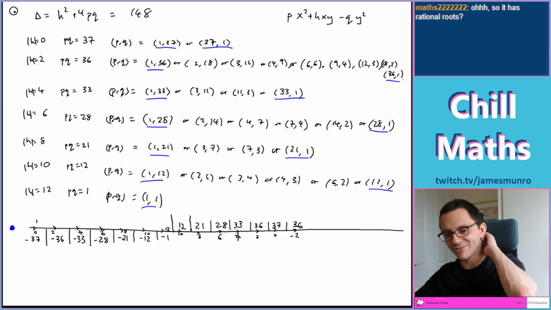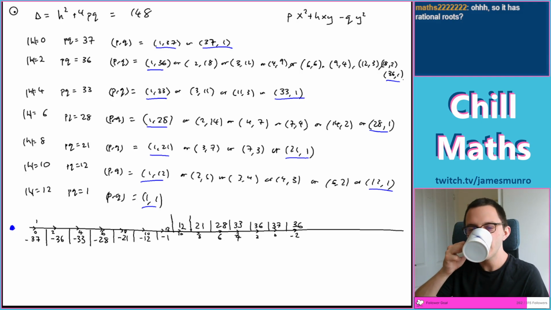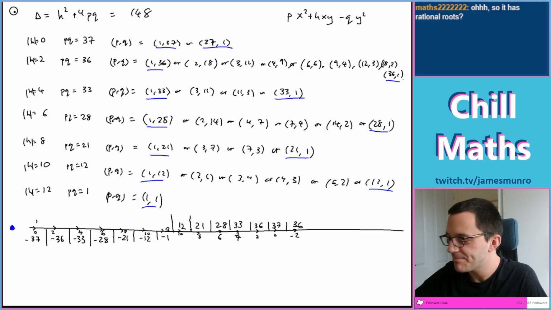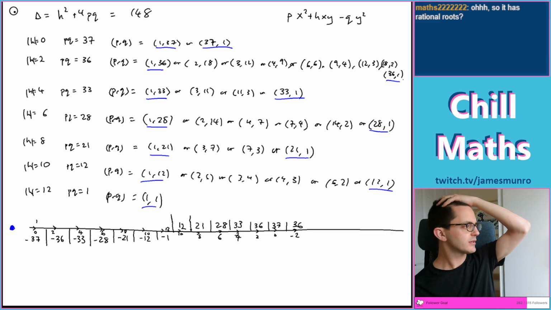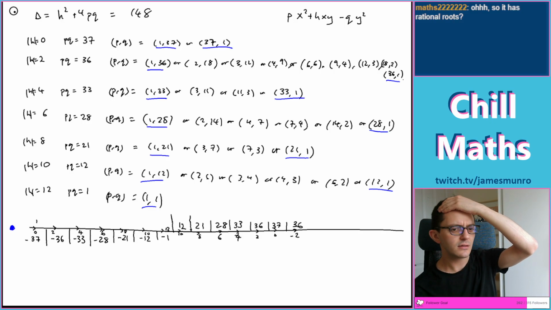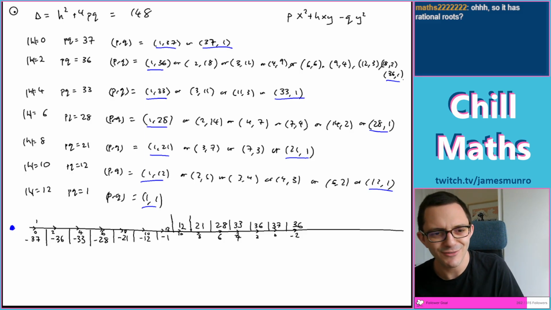Oh, is this something to do with rational roots? I don't know if this is something to do with rational roots. Be surprised if it was rational roots. Why would I be surprised? What am I thinking? Oh, this is nice and periodic. No, does that mean rational roots? I think this means root of a quadratic is where the continued fraction's going.